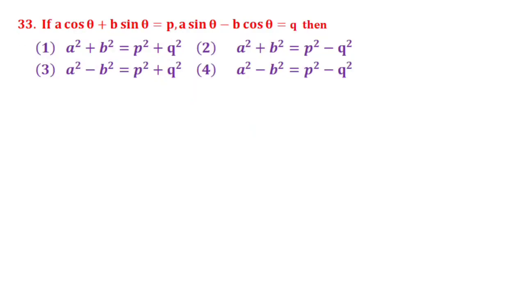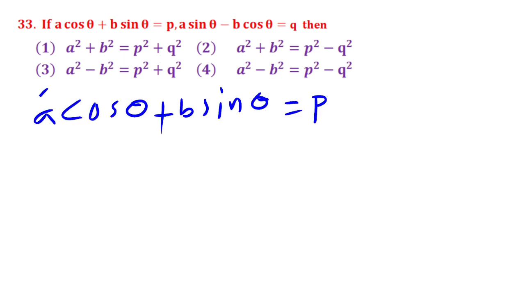Question number 33. If A cos theta plus B sin theta equals P, and A sin theta minus B cos theta equals Q, then, out of 4 options, if you observe the 4 options, it is very clear there are no trigonometric ratios. So from the given values we need to remove the trigonometric ratios. That is the first point. Second point, in every option, p square and q square are given. So let's do the square on both sides of both equations.